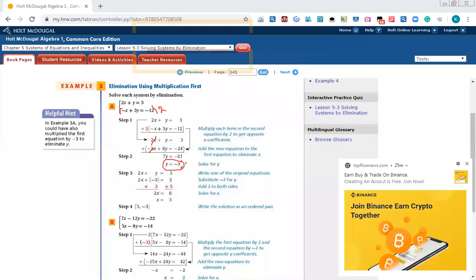Substitute y in any equation, the first one or the second one, to get x. You can substitute y in the first equation or the second equation in the original. Write one of the original equations, substitute minus 3 for y. So we will get x equals 3. So the answer is 3, minus 3. Any question?